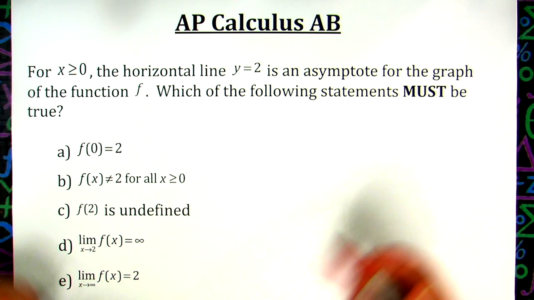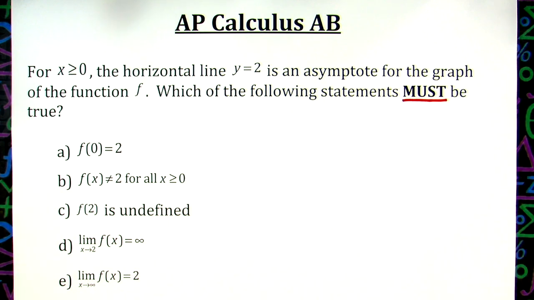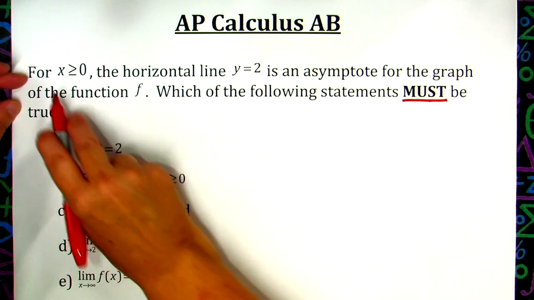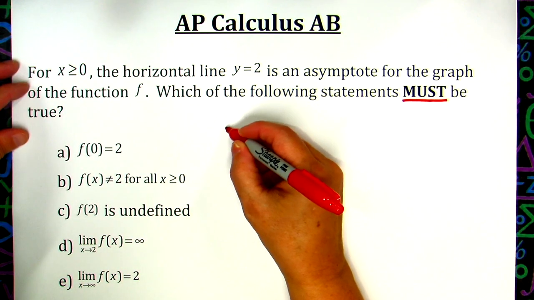With these multiple choice questions, as soon as they throw in "must be true," several of these things might be true, but can you draw a picture that would counter one of those, to force the "must be true"? Before even looking at the choices, I would set up a graph. I'm going for x greater than 0, so I only need to focus on the right-hand side here.